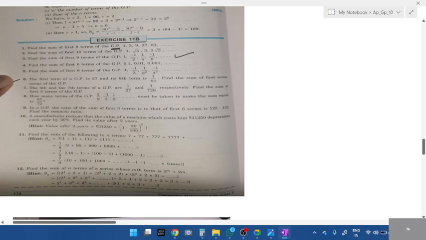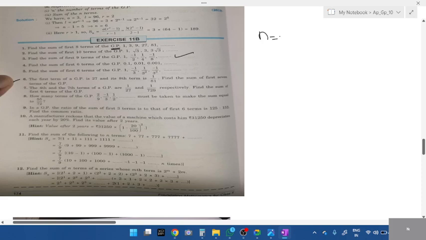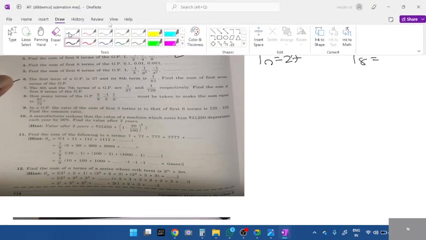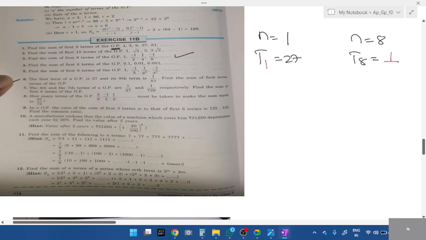Now, the sixth question. The first term of a GP is 27. What do you mean by first term, students? n is what? All of you respond. n is 1. And what is that term? 27. Next, what have they given? The eighth term. n is equal to 8. So T of 8 is equal to 1 by 81.